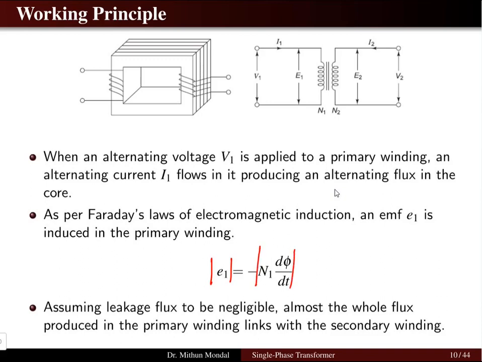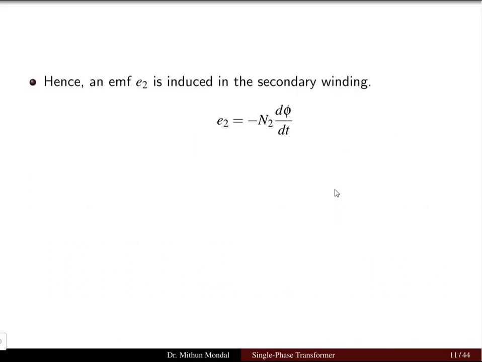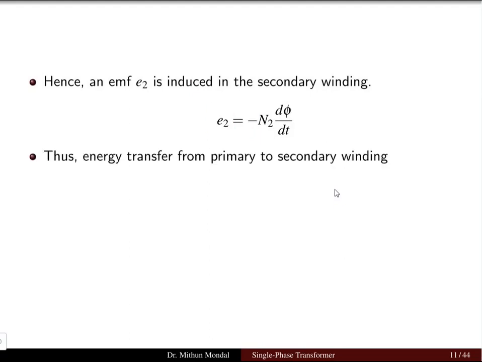However, if we talk about the magnitude of E1, that will be equal to N1 d phi by dt. We will assume that the leakage flux is negligible and almost the whole flux produced in the primary winding is linking the secondary winding. So whatever the flux is produced here, the entire flux is linking the secondary winding of the transformer. Similarly, the magnitude of the induced EMF in the secondary winding is equal to N2 d phi by dt. So the energy transfer is there from the primary winding to the secondary winding of the transformer.